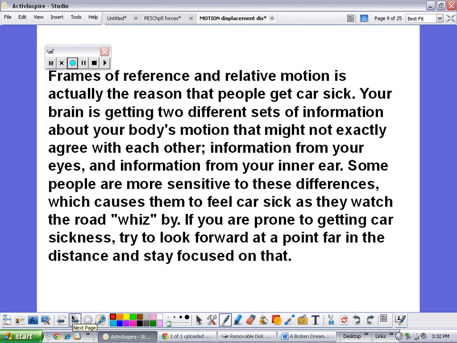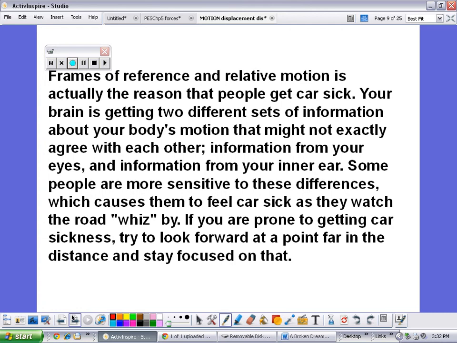Frames of reference and relative motion is actually the reason that people get car sick. Your brain is getting two different sets of information about your body's motion that might not exactly agree with each other: information from your eyes and information from your inner ear. Some people are more sensitive to these differences, which causes them to feel car sick as they watch the road whiz by. If you are prone to getting car sickness, try to look forward at a point far in the distance and stay focused on that.